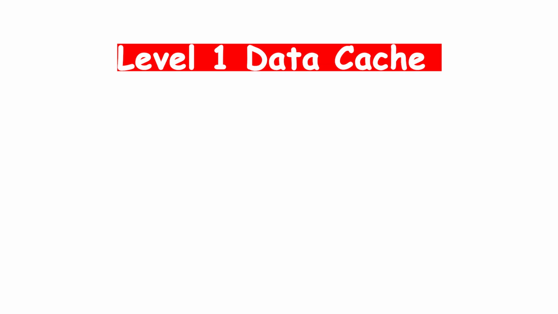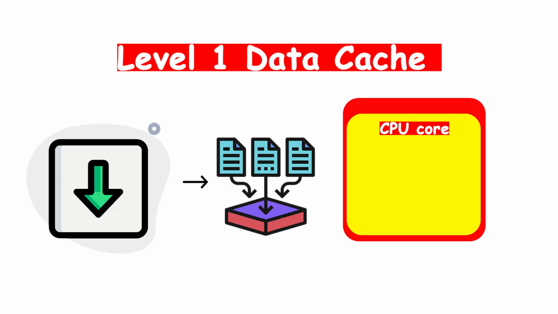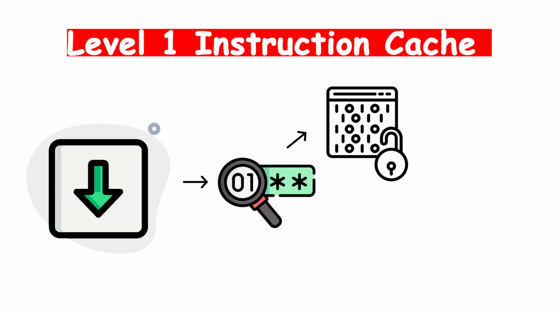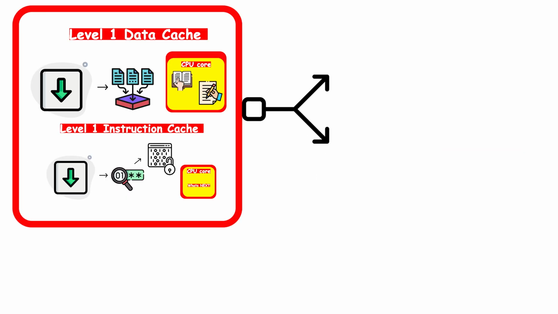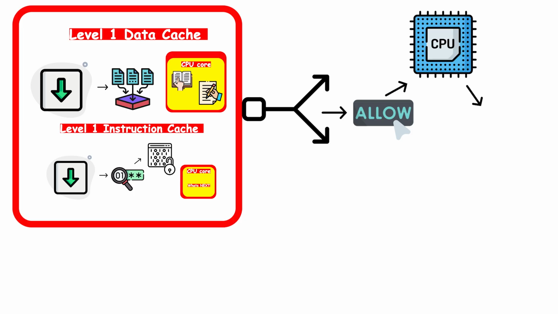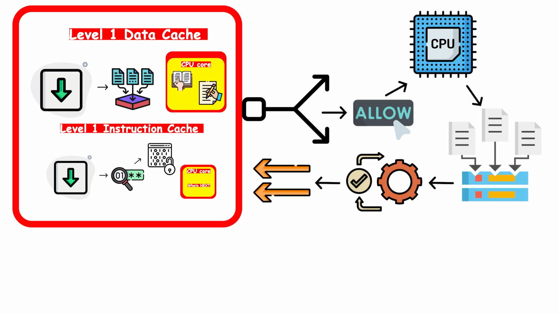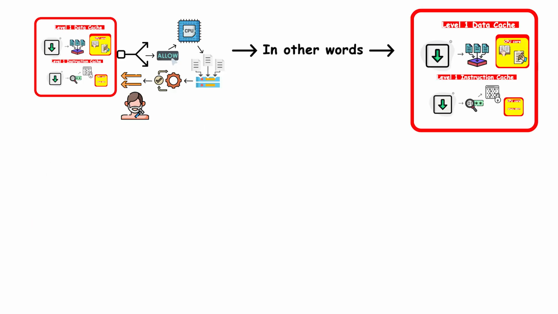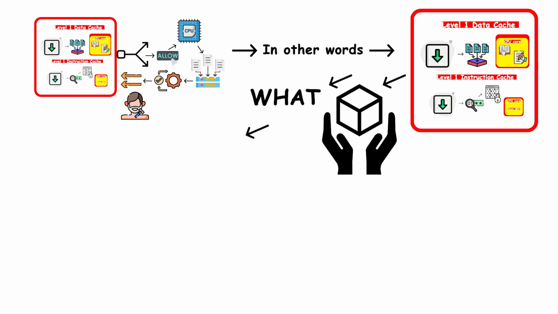Level 1 cache typically comes in two parts. Level 1 data cache stores actual data that the core needs to read or write. Level 1 instruction cache stores decoded instructions that tell the core what to do next. This split design allows the CPU to fetch data and execute instructions in parallel, shaving off even more latency. In other words, while one part of the level 1 cache handles the what, the other handles the how.